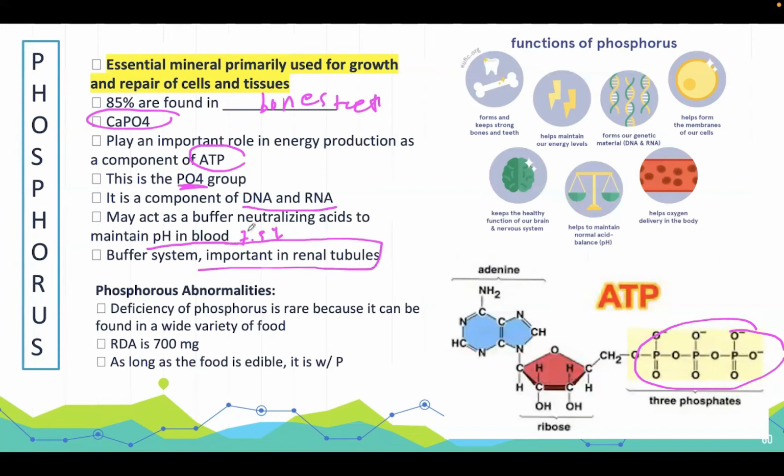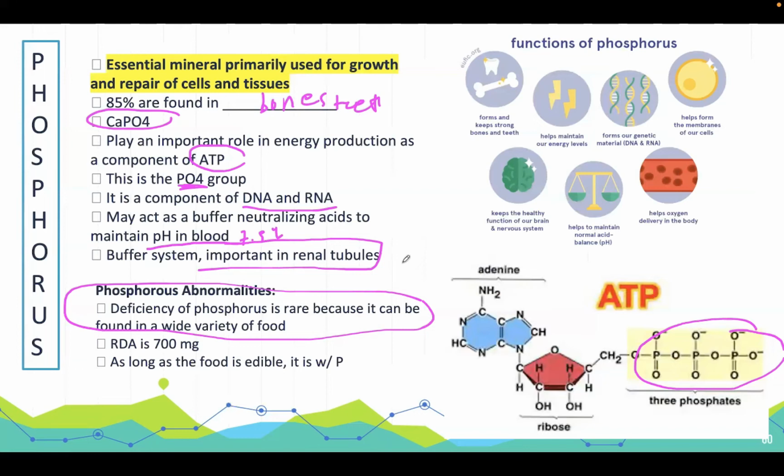So phosphorus abnormalities: deficiency of phosphorus is rare because it can be found in a wide variety of food. So it is also like vitamin B5. It can be found everywhere. Anything that is edible contains phosphorus. The recommended dietary allowance for phosphorus is about 700 milligrams per day. And like we mentioned, as long as the food is edible, it has phosphorus.